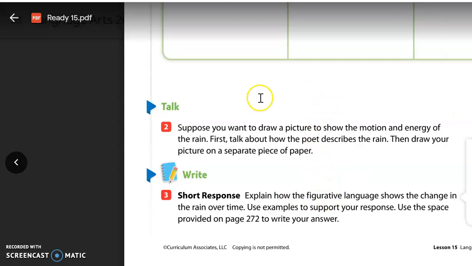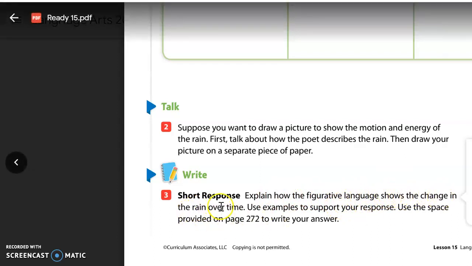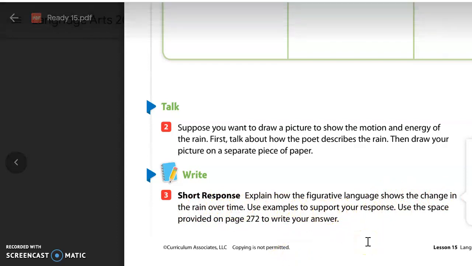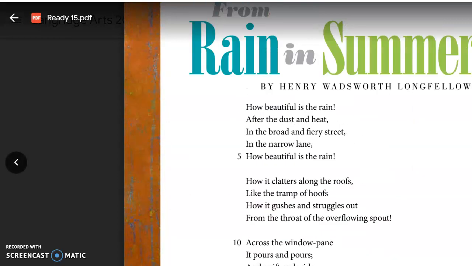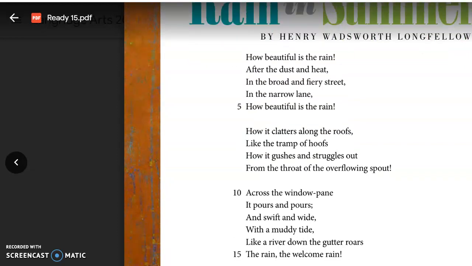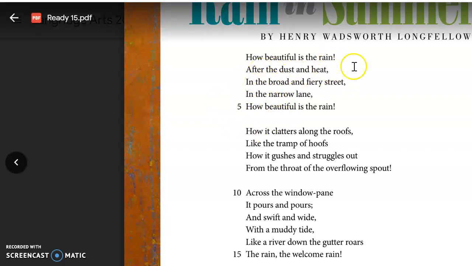So, after the images, let's look at the short response. It says, explain how the figurative language shows the change in the rain over time, and use some examples. So I would restate the question. I would say the figurative language in, and I would use the title, From Rain in Summer, shows how the rain changed over time by, and then I might list that in the beginning it was right after the dust and heat that it's just started to rain in the narrow lane. So it's just starting, and it's so beautiful.